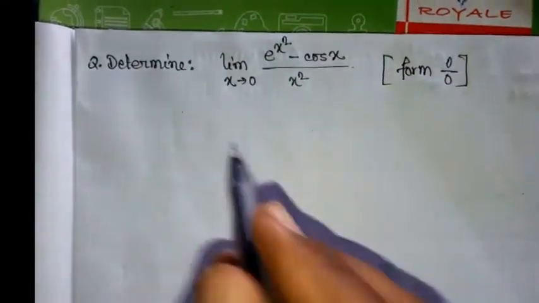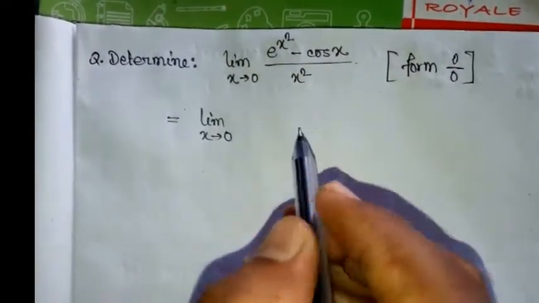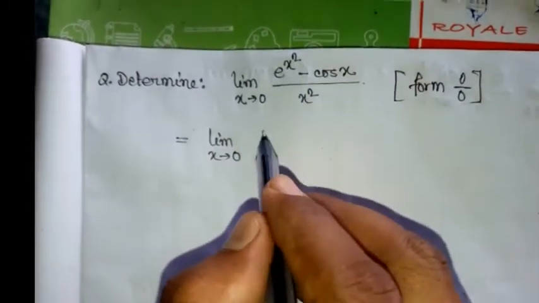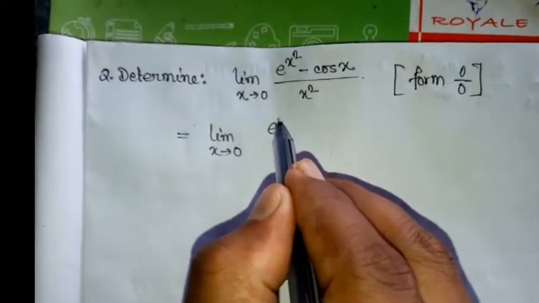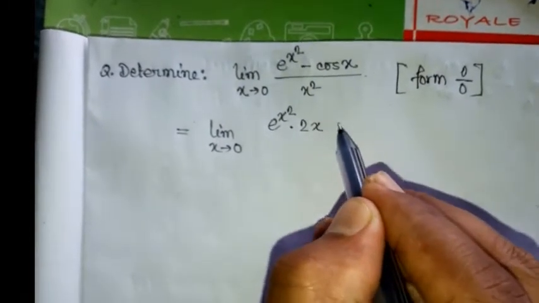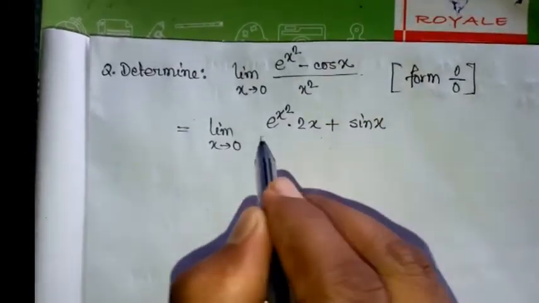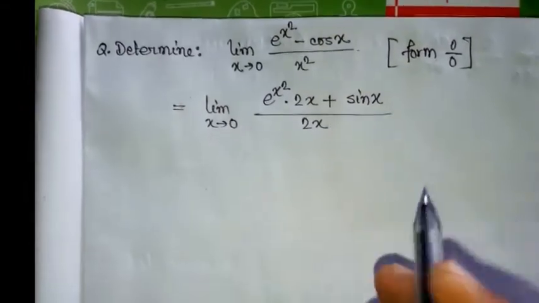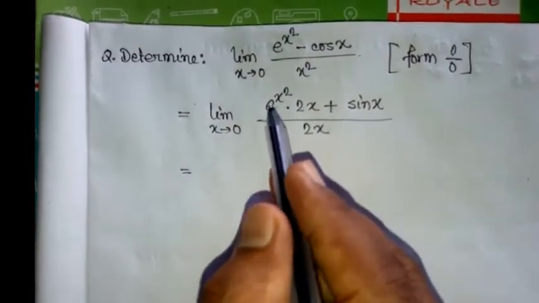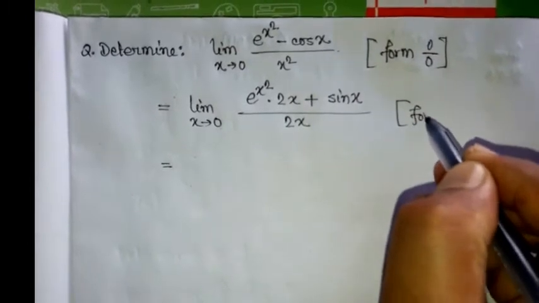So by L'Hospital's rule we can write limit x tends to 0, we have to consider the derivative in the numerator and the derivative in the denominator. The derivative in the numerator will be: derivative of e to the power x square is e to the power x square, and by chain rule the derivative of x square is 2x. Minus cos x means sin x, it will be plus, by 2x. Very good. Now try again. If you put x equals 0, this term is 0 and this term is 0, 0 plus 0, 0 by 0, again the form 0 by 0.